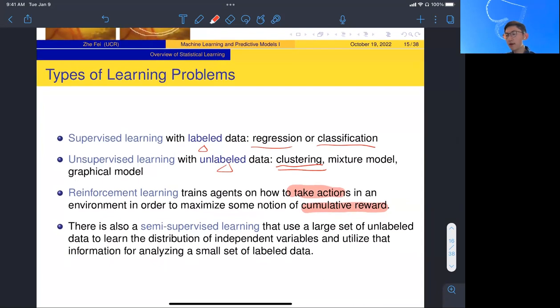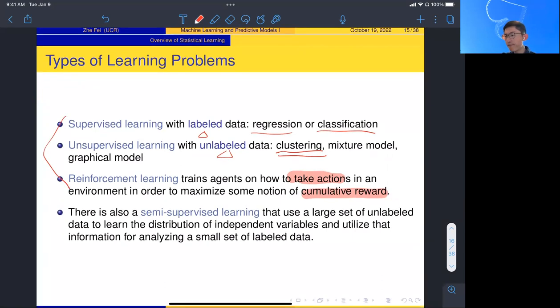Less commonly used, there's also semi-supervised learning, but essentially you can think of it as a combination of supervised and unsupervised. But these three are the three fundamental types.